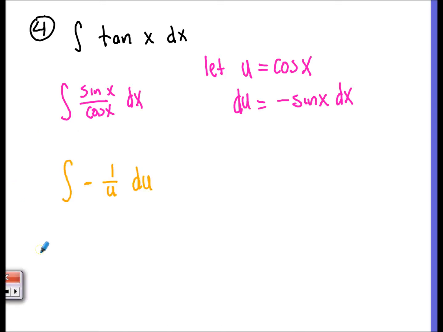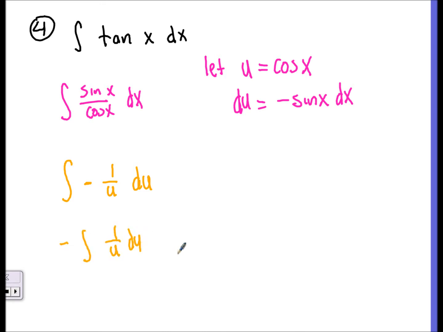Let me rewrite the expression in terms of u. So the cosine is getting swapped out with u. The sine and dx is getting swapped out with du. And notice there's a negative, so I have to add a negative in as well. And now let's perform our integration. The negative will be placed out front.